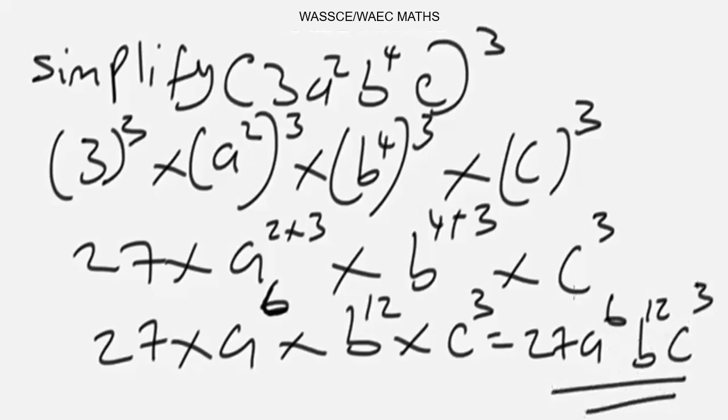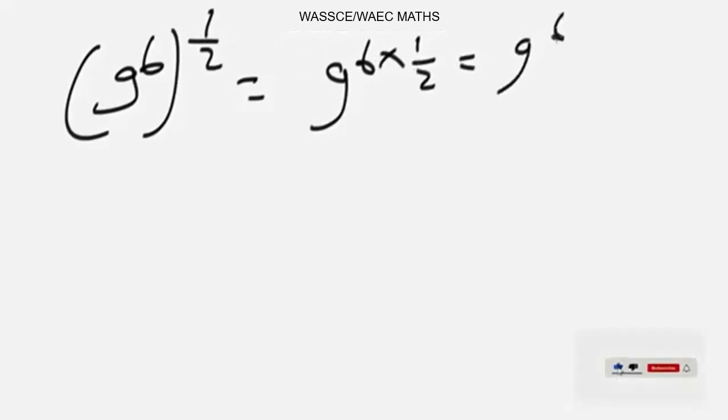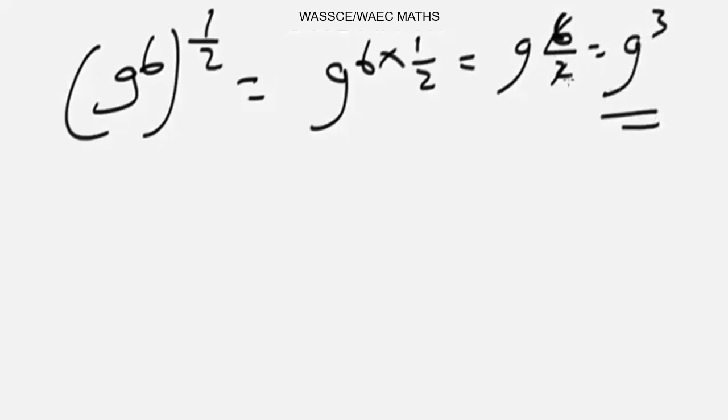Let's try another example. What if we have g to the power 6, and the power is the fraction 1 over 2? The power inside will multiply the power outside. So it is g to the power 6 times 1 over 2, which is g to the power 6 over 2. Dividing, the result will be g to the power 3. That's how to solve this kind of problem.